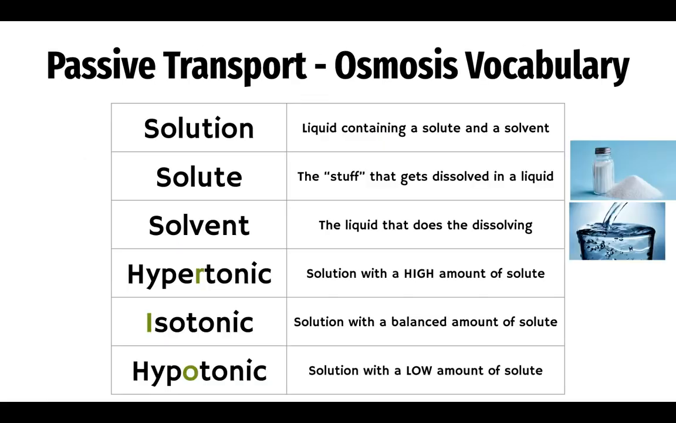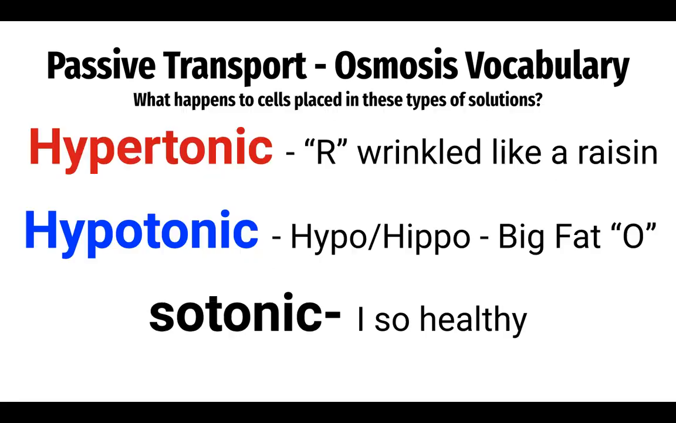Okay, just to reiterate some of the vocabulary, we talked about solutions today. It's a liquid that contains a solute and a solvent. So a solute is the stuff that gets dissolved in the liquid. The solvent is the liquid that does the dissolving, mostly water. In a hypertonic solution, we have a higher amount of salt. In an isotonic solution, we have an equal amount of salt on either side of our cell, inside and outside. And in a hypotonic solution, we have a low amount of solute or salt.